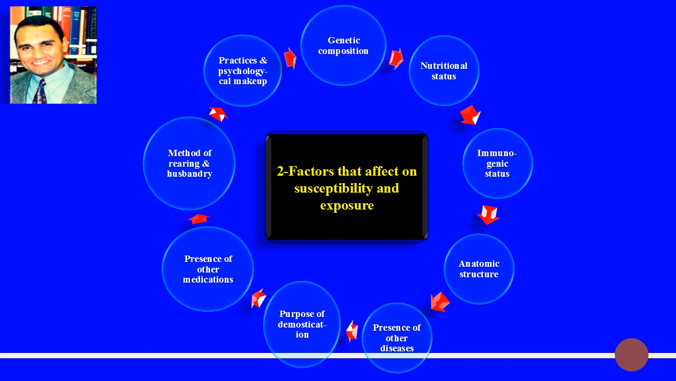Presence of other diseases will help the occurrence of certain diseases, such as infestation with external parasites like ticks makes the animal more available or more frequent for occurrence of blood parasites. Purpose of domestication of animals.